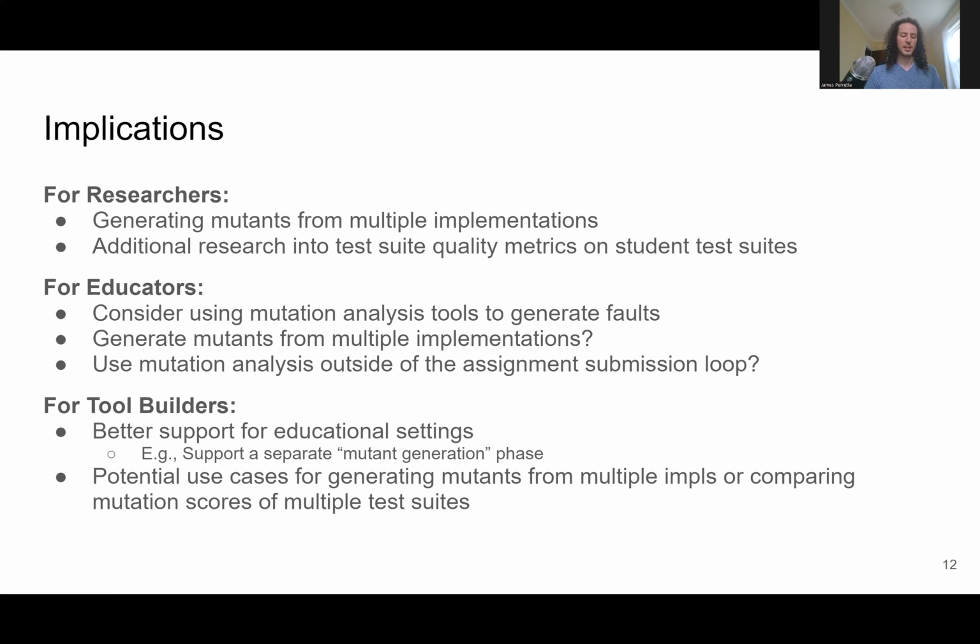Educators might also investigate using mutation analysis outside of the assignment submission loop so that students can receive fast, frequent feedback on their test suites.